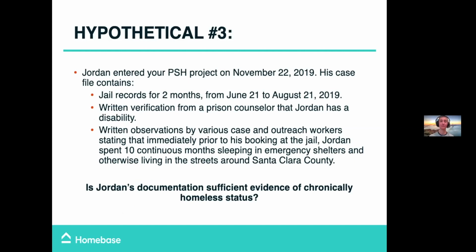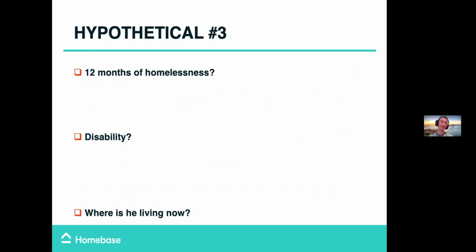His case file contains jail records for 2 months from June 21 to August 21 of 2019, written verification from a prison counselor that Jordan has a disability, and written observations by various case and outreach workers, stating that immediately prior to his booking at the jail, Jordan spent 10 continuous months sleeping in emergency shelters and otherwise living in the streets around Santa Clara County. So again, we ask ourselves, is Jordan's documentation sufficient evidence of chronically homeless status? We're coming to the end of our time together today, so I'm going to skip the poll and just go on to our next slide to talk us through the various elements.